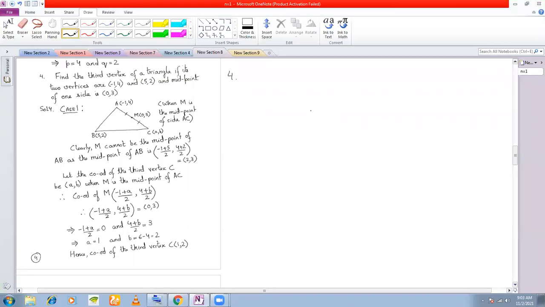So here, if you see this question, it states, find the third vertex of a triangle if its vertices are -1, 4, and 5, 2, and the midpoint of one side is 0, 3. Okay, so let's draw the triangle. This is our triangle in which the three vertices are given. Two vertices are given.